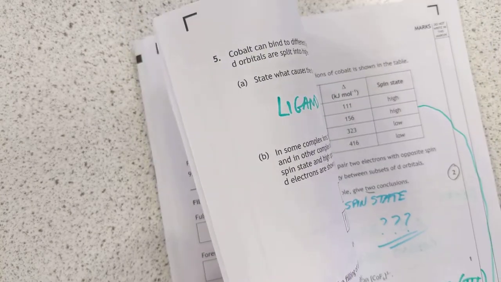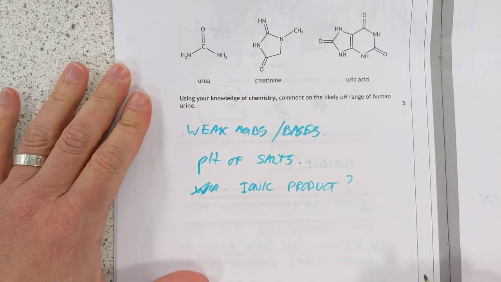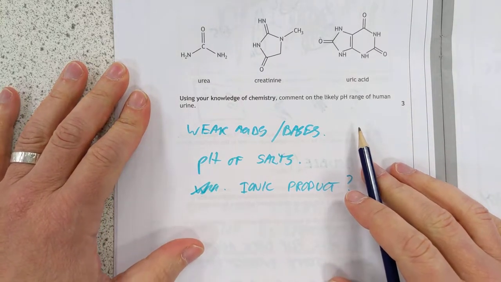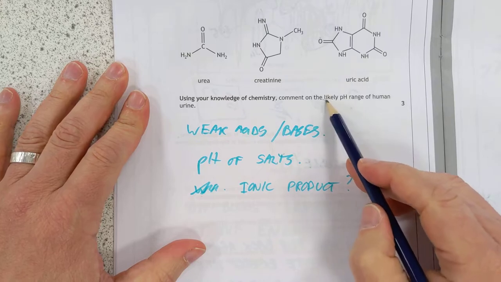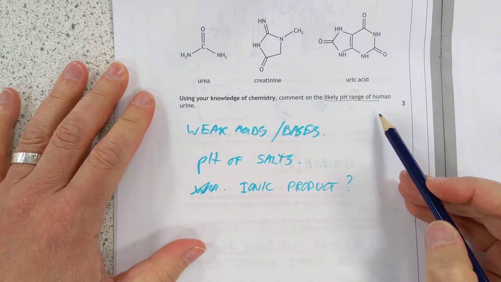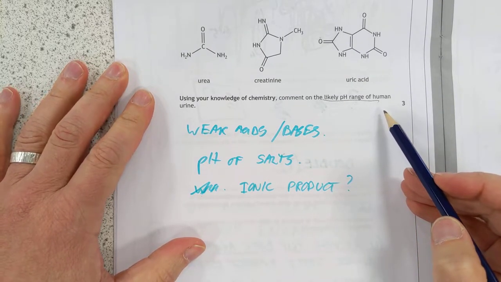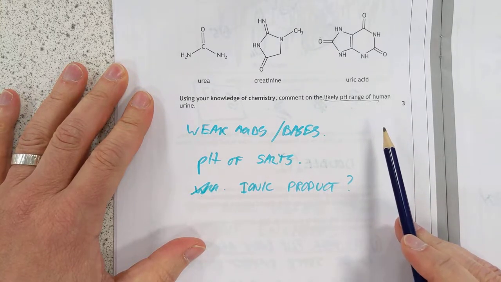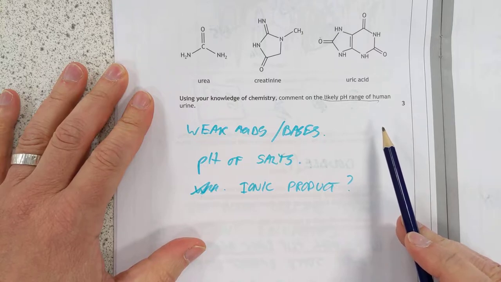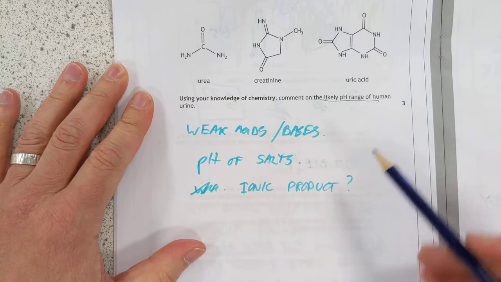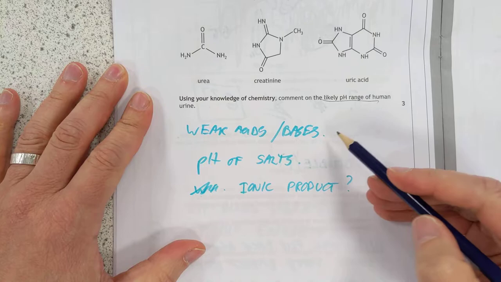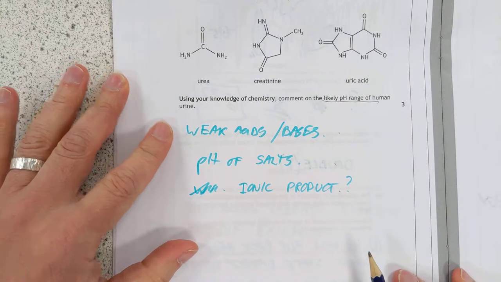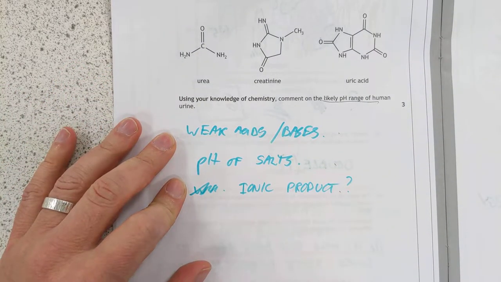You don't want to watch me flick through this. Okay, this is a suitably disgusting open-ended question. I like it. Comment on the likely pH range of human urine. I'm not going to take the mickey out of this question. I like this one. So, what's going on here? I reckon you could probably split it across maybe these three topics. These jump to mind for myself.